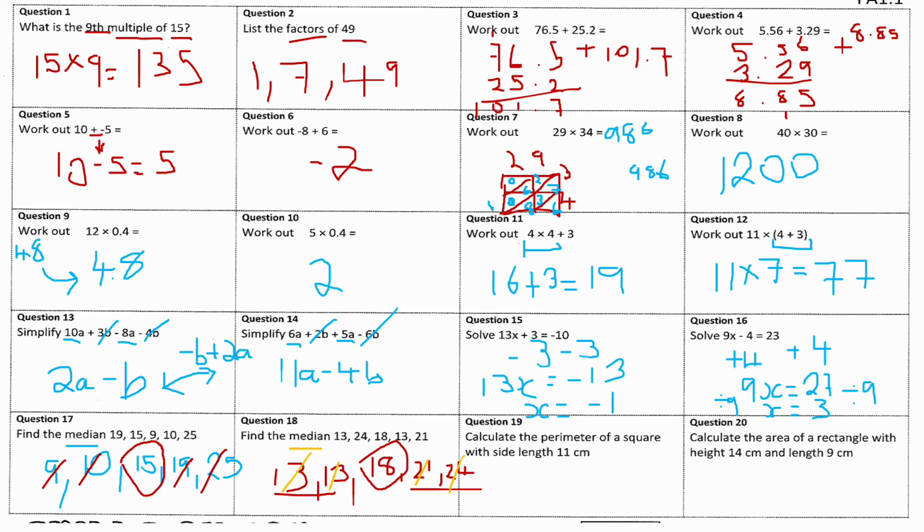This is question number 19. Calculate the perimeter of a square with length 11. Well, perimeter is the distance around the square. A square has 4 sides, so I'm going to do 11 times 4, because each side has the same length. 11 fours are 44. And the units for perimeter are just centimeters.